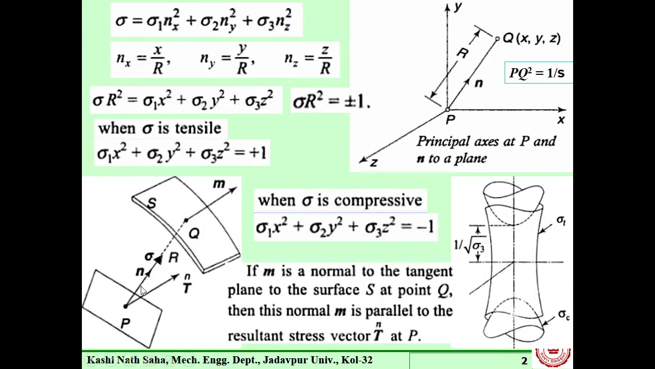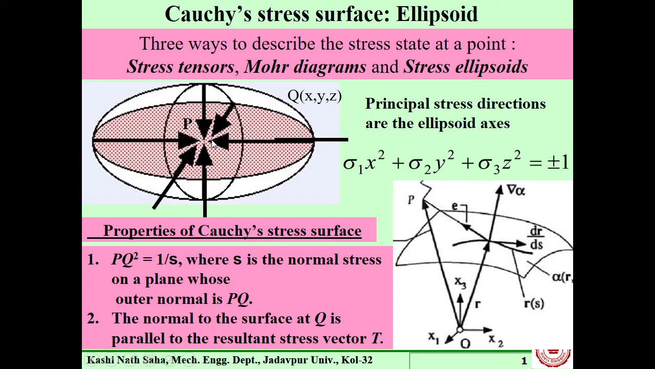So this is the thing, right? This sigma n direction, its direction is n. This is given by this distance PQ. Rather, not directly PQ. Here this PQ square is 1 by sigma. 1 by sigma. Okay, fine.